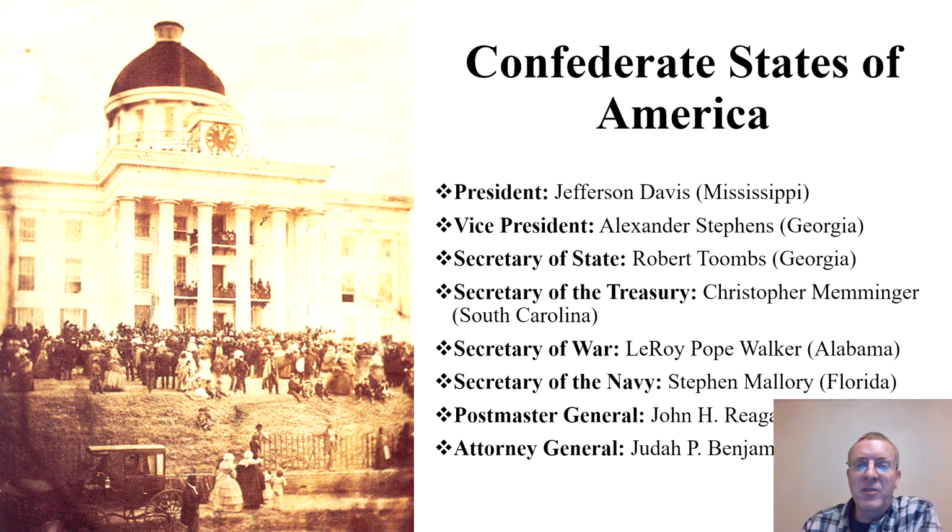Secretary of Treasury, Christopher Memminger of South Carolina. LeRoy Pope Walker of Alabama will be Secretary of War. Secretary of Navy will be Stephen Mallory of Florida. Postmaster General will go to John H. Reagan of Texas, and Judah P. Benjamin of Louisiana will serve as the Attorney General. So if you look at that starting lineup, you will see that all 7 Confederate states are represented.